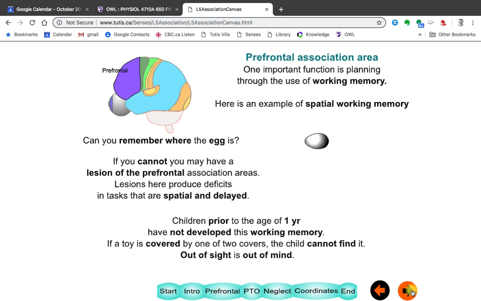So if you have a lesion of prefrontal cortex, you won't have this ability. Interestingly enough, children before the age of 1 haven't quite developed their prefrontal cortex. So when toys are out of sight, you can put a cover over a toy, or let's say two covers, one over the toy and one not over the toy. The child will have difficulty remembering where that toy is, or that a toy was there.